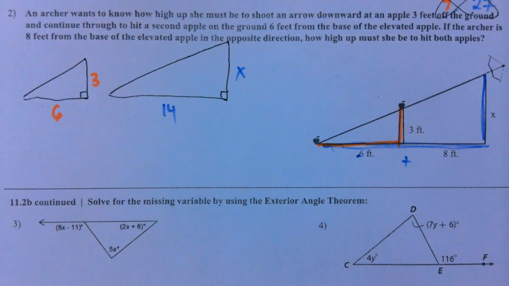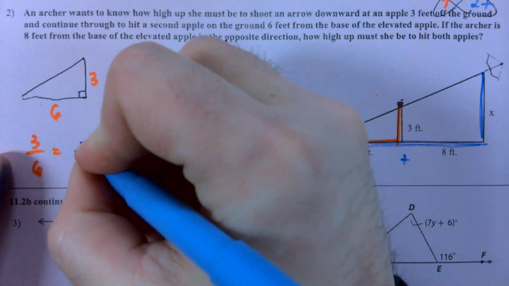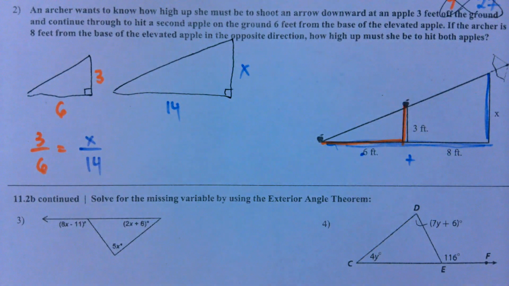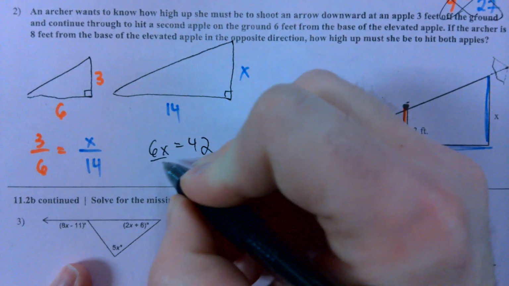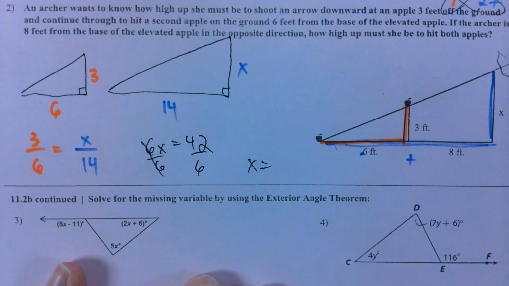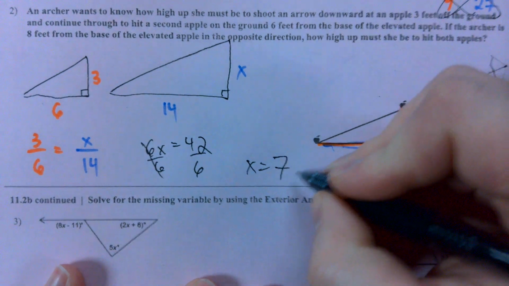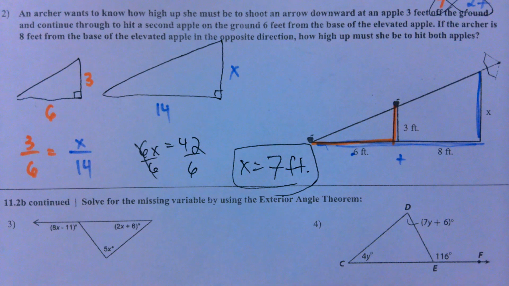That's the trickiest part about this work, is just remembering to add your bases up. Once you do, everything should work out. We set up our proportion 3 over 6 equals x over 14, not 14 over x. We can cross multiply and get 6x equals 42. Divide both sides by 6, and what do we end up with? 42 over 6 equals what? 7 feet, right? We cannot forget about our units. 7 feet.